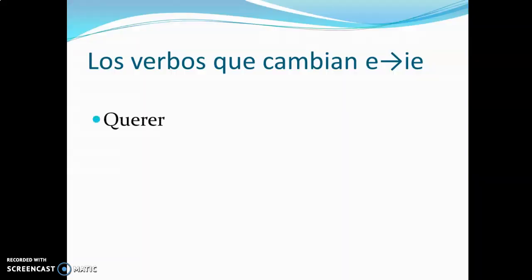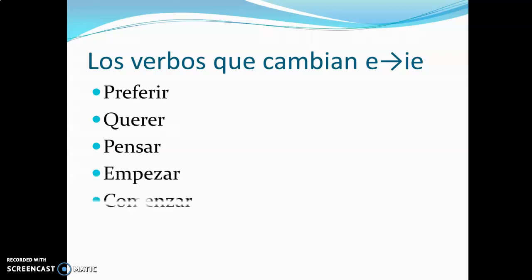Okay, so some verbs, los verbos que cambian E to IE. So they're preferir, querer, pensar, empezar, comenzar, perder. These are all examples of verbs in the infinitive forms, which are the unchanged verbs. For instance, preferir, that's an infinitive. It is not conjugated. It just means to prefer. And in that form, you can see there's E, but there's no IE in there. Same with querer, to want. There's an E, but there's no IE.